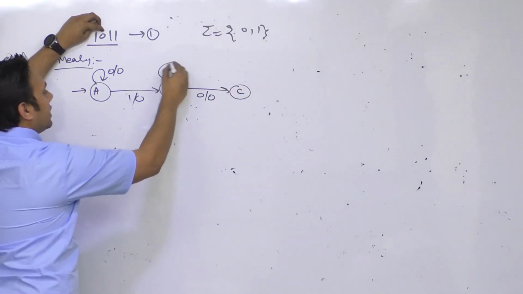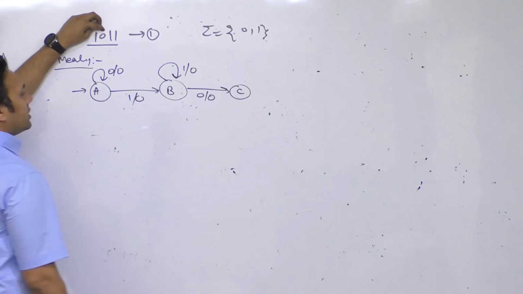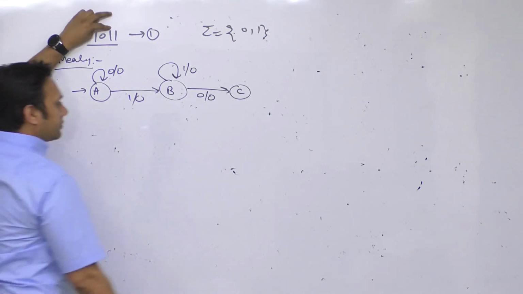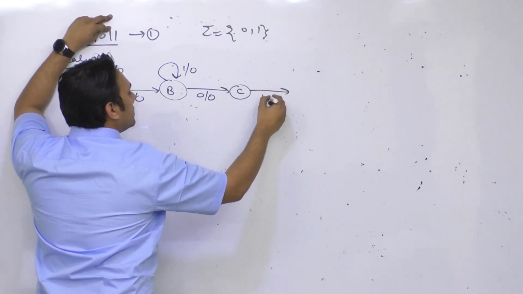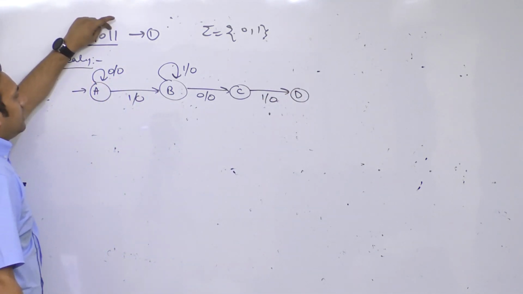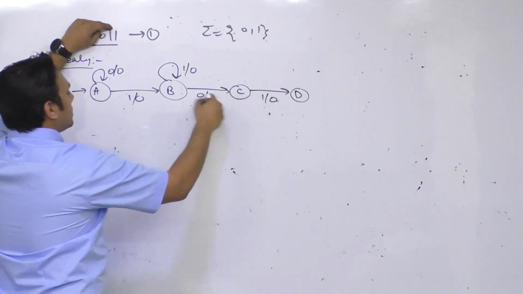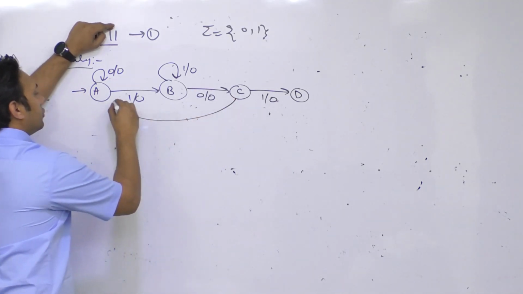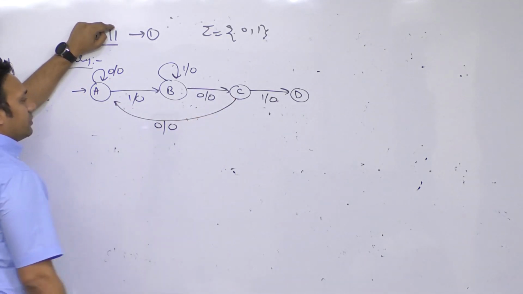But here in state B, if you get a 1, you go to state B itself, output is 0. If you get a 1 in state C, then you go to state D, you produce output as 0. And if you get a 0 here, then you have to search the entire pattern again. So you go to state A and produce the output as 0.